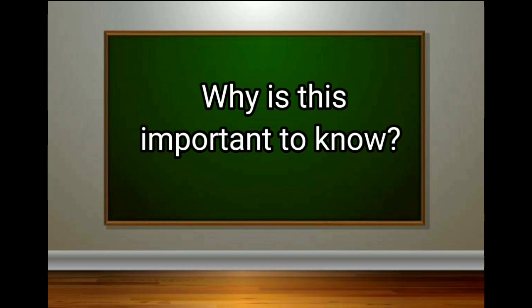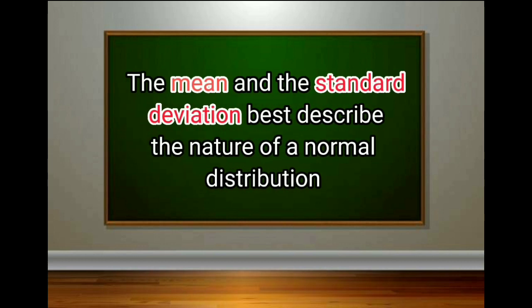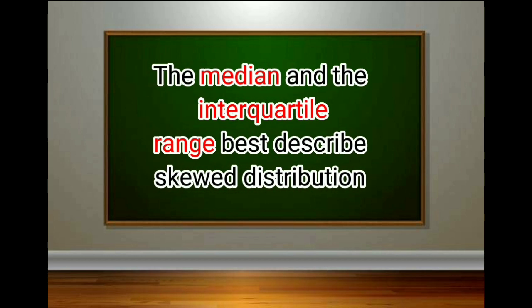The six statistics you are about to learn are measures of central tendency: the mean, the median, and the mode, along with measures of spread: the range, standard deviation, and interquartile range. The mean and the standard deviation best describe the nature of a normal distribution, whereas the median and the interquartile range best describe skewed distribution.